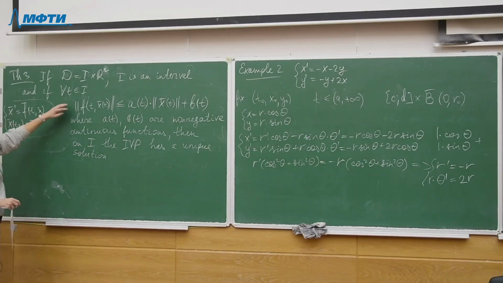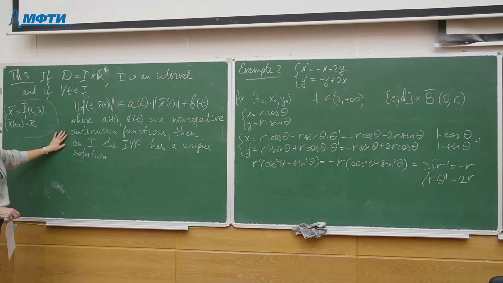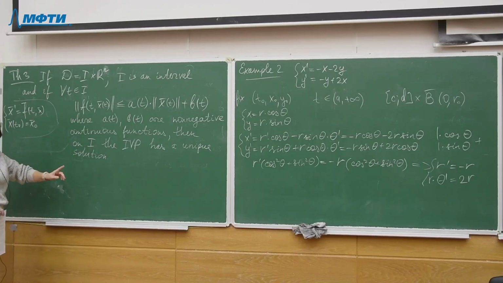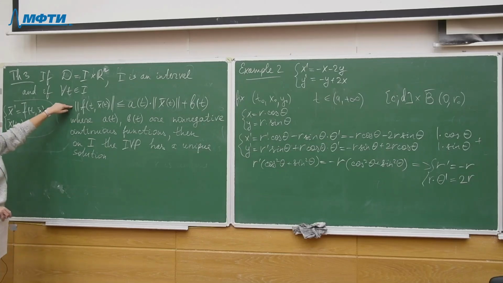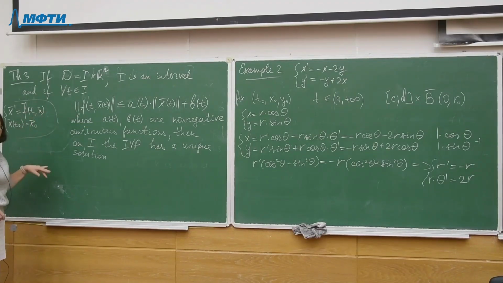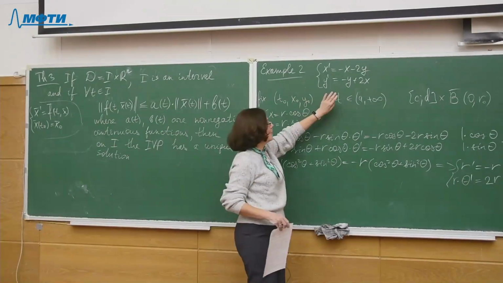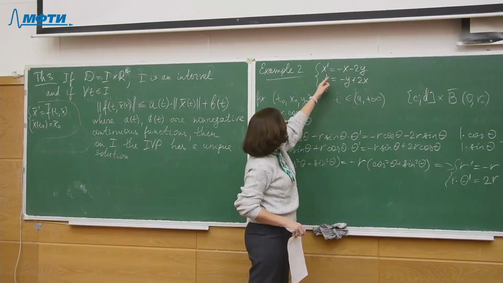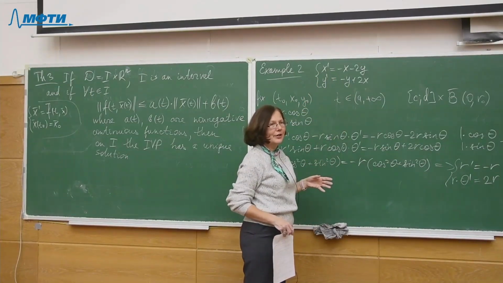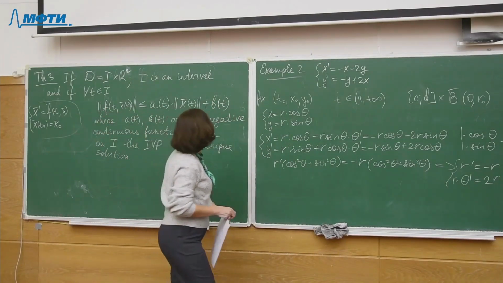Okay, so if f satisfies this inequality, then the maximal interval is at least I, right? So I is included in the maximal interval. If this is true for the entire real line, then the maximal interval is the entire real line. Right? So if we go back to this example, we can see that the function is linear. So this assumption is satisfied for this function.